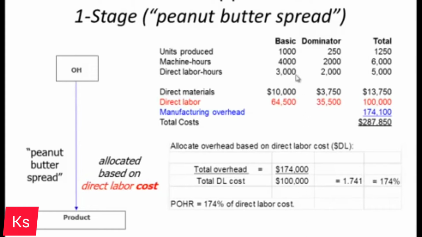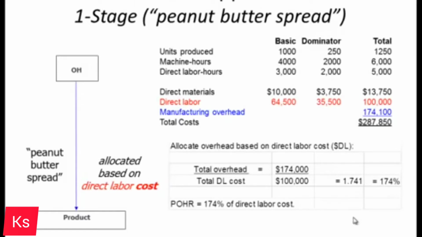In this example, how much overhead would be allocated to 1 unit of our basic product line? Our basic product line consumes $64,500 in labor cost. We would multiply that by our overhead rate of 1.74. That would tell us how much total overhead is being allocated to that entire line for the entire year. And then to convert it to a per unit basis, we would divide by 1,000 units. And in this case, we would be allocating $112.29 of overhead to every single unit of our basic product line.